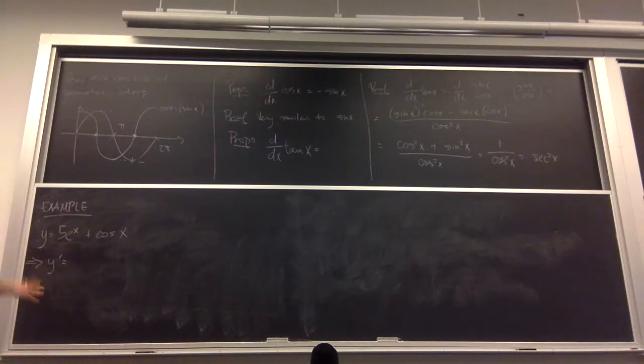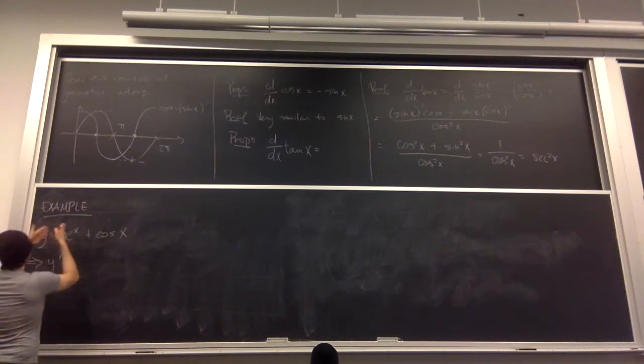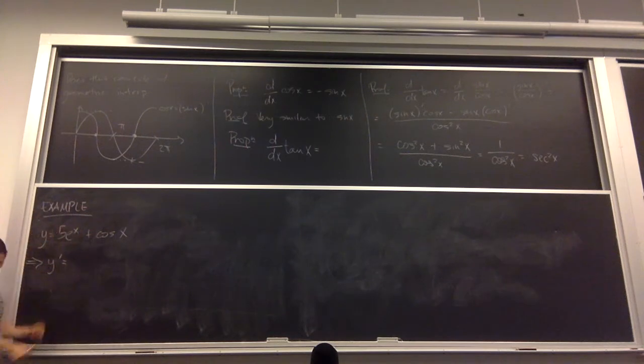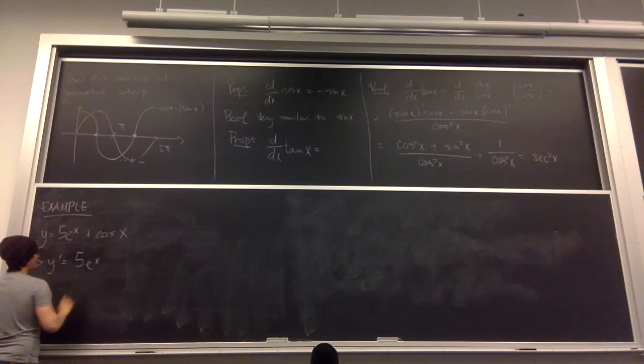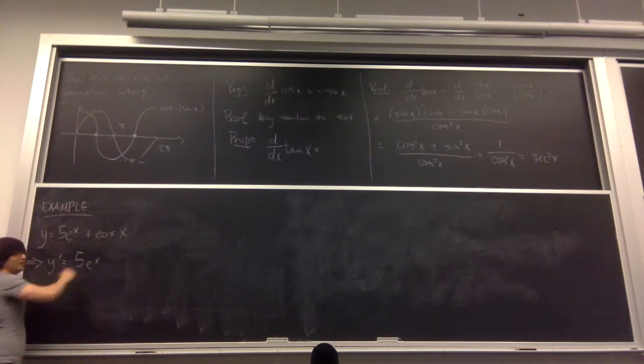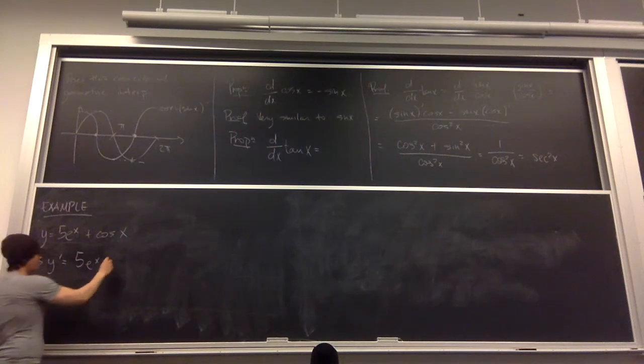Okay, you look at these things and you say, there's a sum, so I need to take derivatives of these things individually. So what's the derivative of this guy? It's the world's easiest thing to derive. At least until we get chain rule, but let's not talk about that. So this just goes to 5 e to the x. And then what's the derivative of cos x? Minus sine x. Okay.